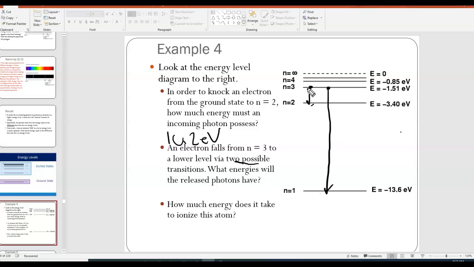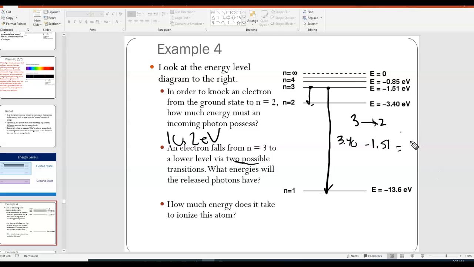The electron going from 3 to 2 is going to emit a photon with an energy equal to the difference between those two energy levels. So from 3 to 2, the energy of that photon is going to be, let's do this calculation. And again, notice I'm ignoring the negative signs here just because I really only care about the magnitude of this answer. I don't really care about the signs.